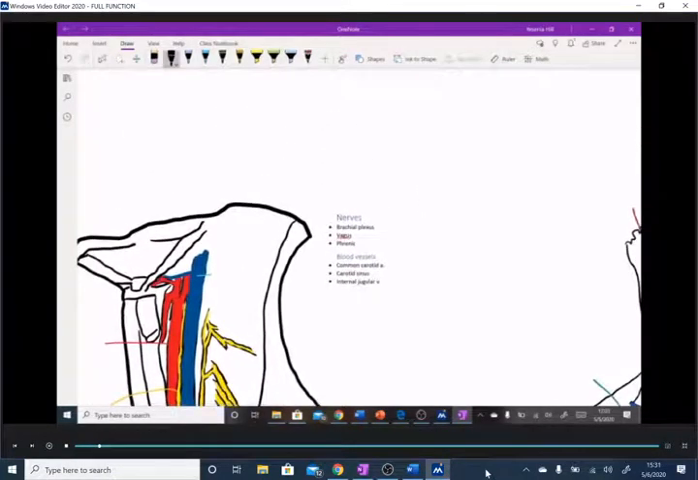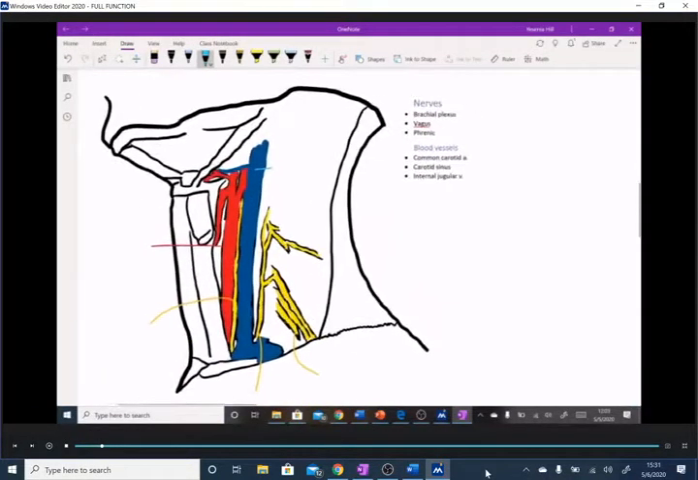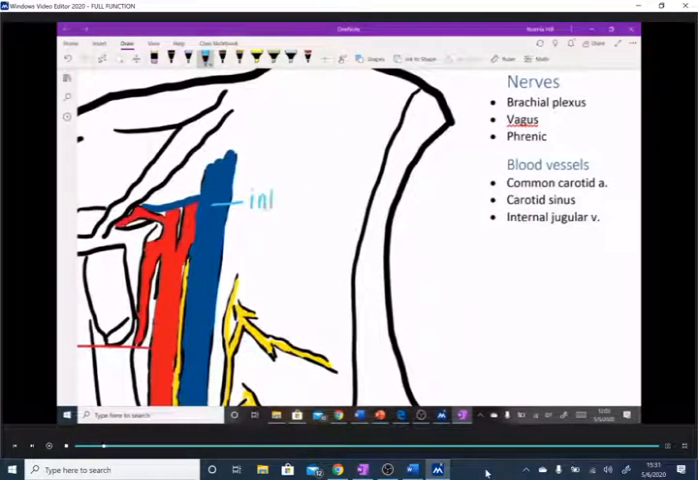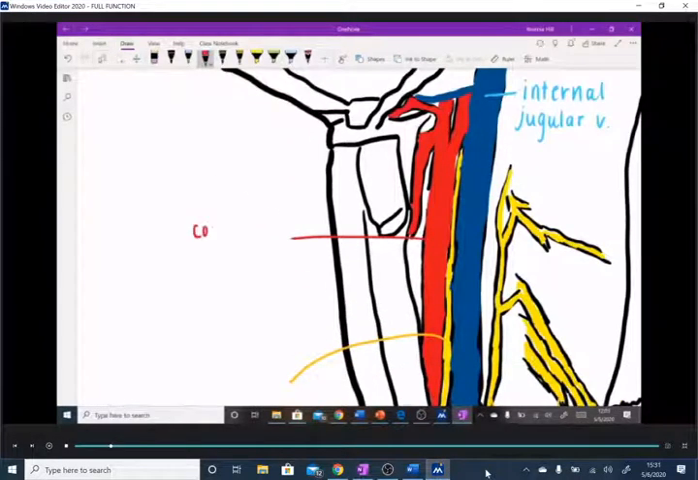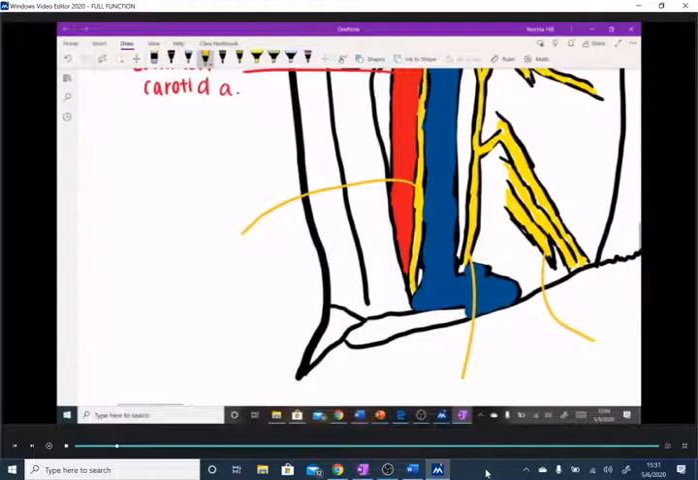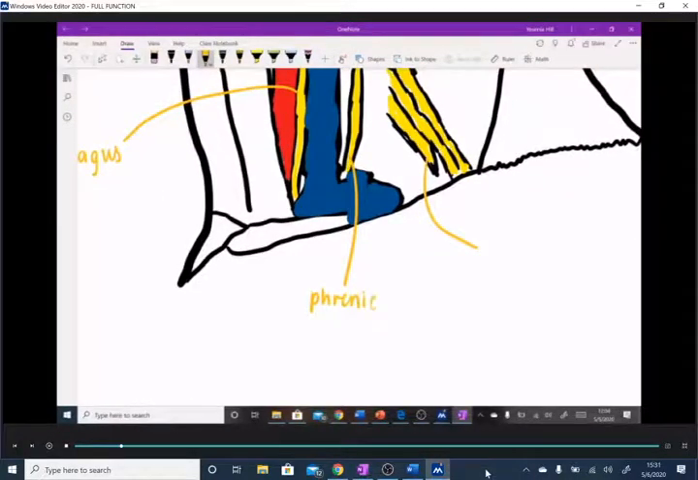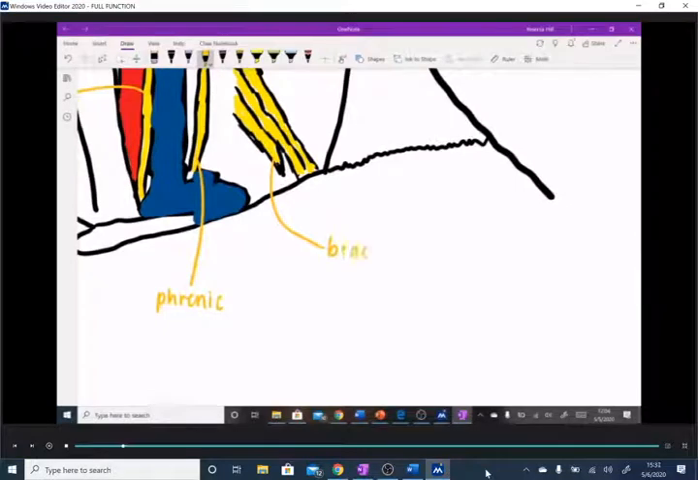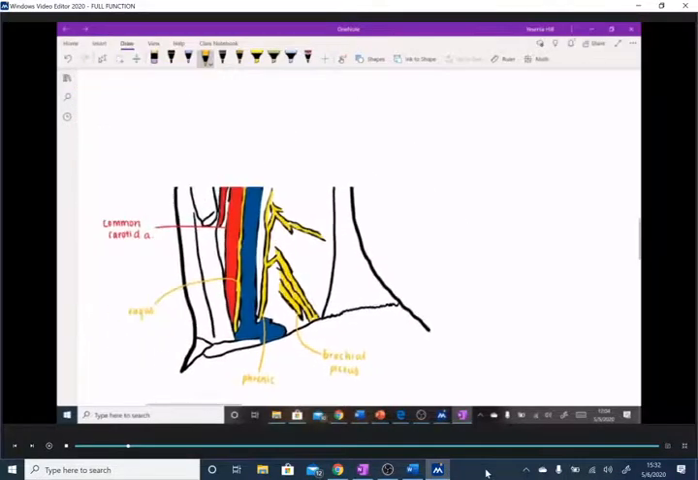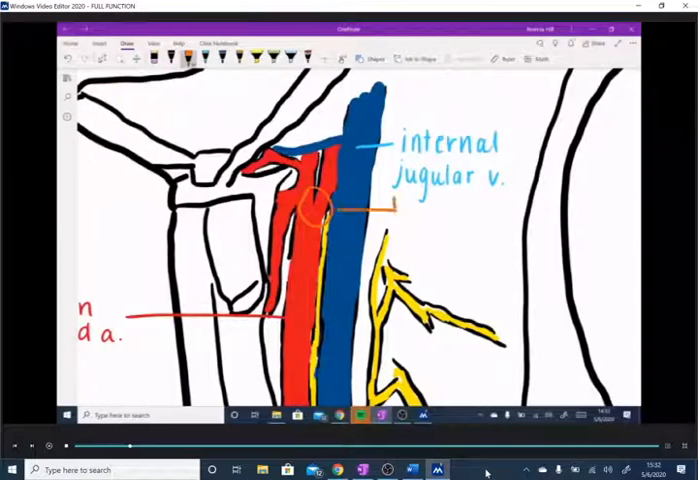So I'm going to start with the innervations and blood vessels of the neck. Starting with the blood vessels, I'll start with the vein, which is the internal jugular vein. Then we have the common carotid artery. And then for our nerves, we have the vagus nerve, the phrenic nerve, and the brachial plexus.